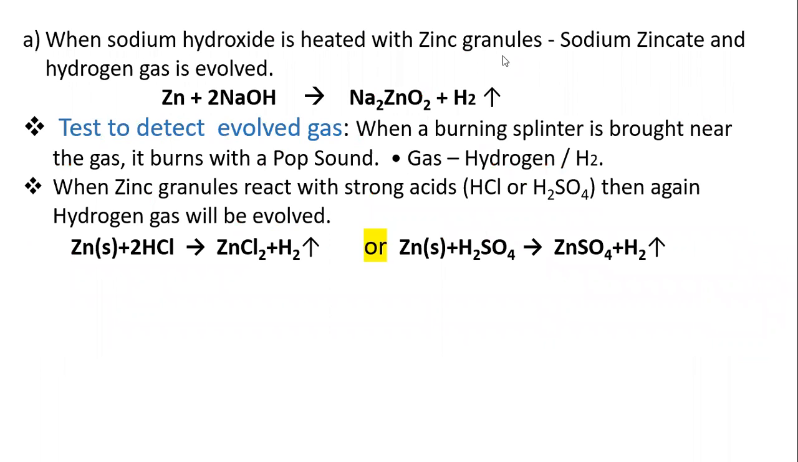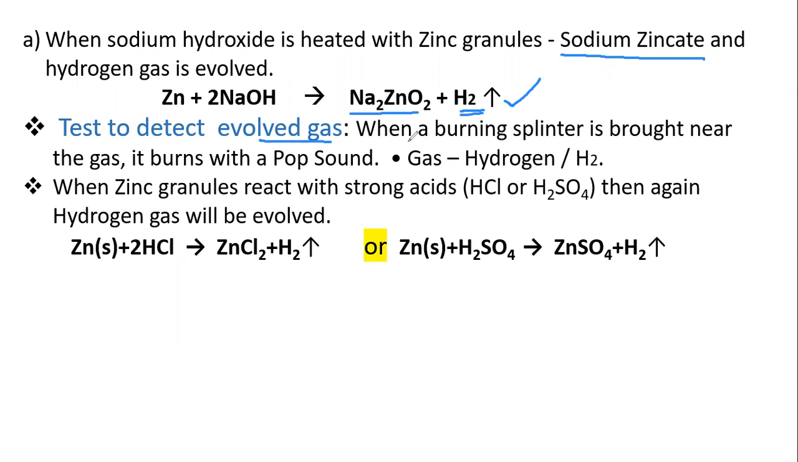See here. When zinc reacts with sodium hydroxide, we will get a salt. That salt's name is sodium zincate, with evolution of hydrogen gas. Understood? This is the easy step. Directly you can write it, first in words. After that, go to the reaction. Then the test to detect the evolved gas.